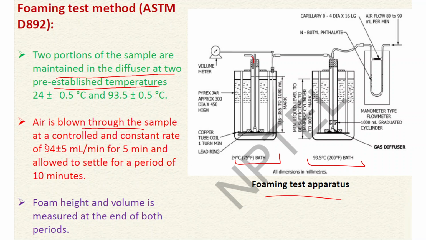Air is blown through the sample at a controlled and constant rate of 94 ± 5 milliliters per minute for 5 minutes and allowed to settle, and after that diffuser air is blown into it for 5 minutes, and after that it is allowed to settle for a period of 10 minutes. If the foam height and volume are measured at the end of the period and the foam height decreases, then we can say that the foaming tendency of that crude oil is lesser.